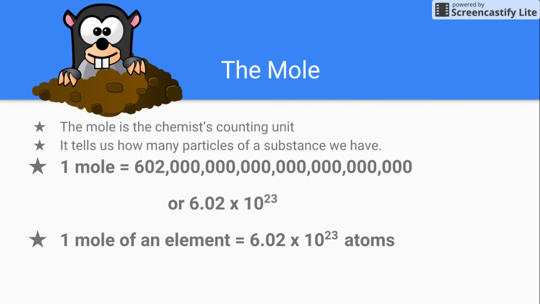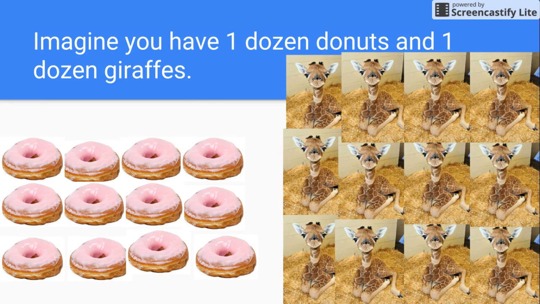Okay. So notice how this number, though, is an amount, the number of things that I have. So if I take a look at my giraffes and my donuts, if I have 1 dozen donuts and 1 dozen giraffes, how are these two things the same? Hopefully you said that these are the same because you both have 12. I have 12 donuts, I have 12 giraffes.